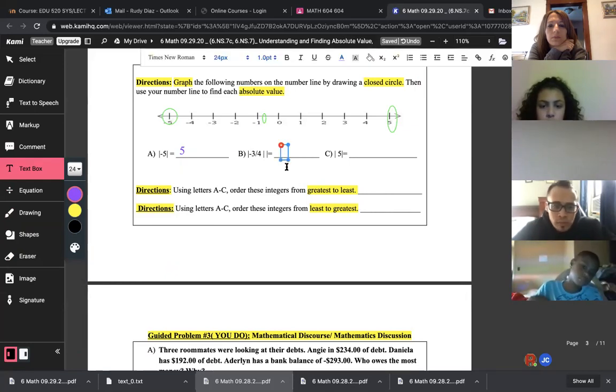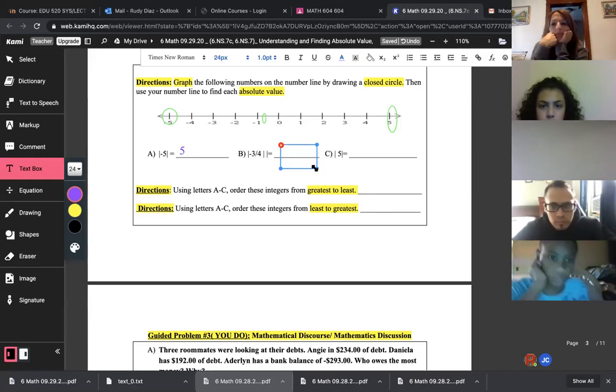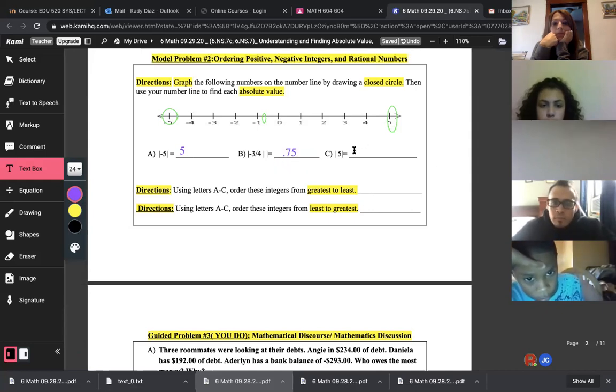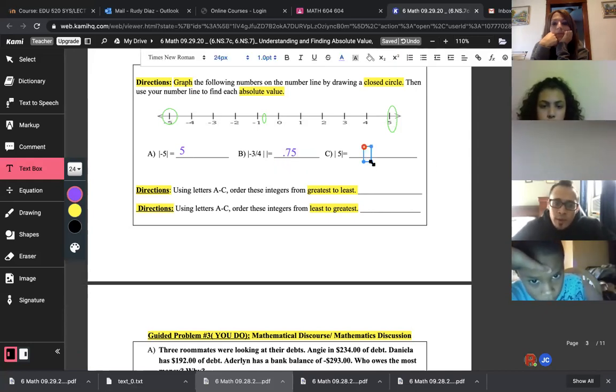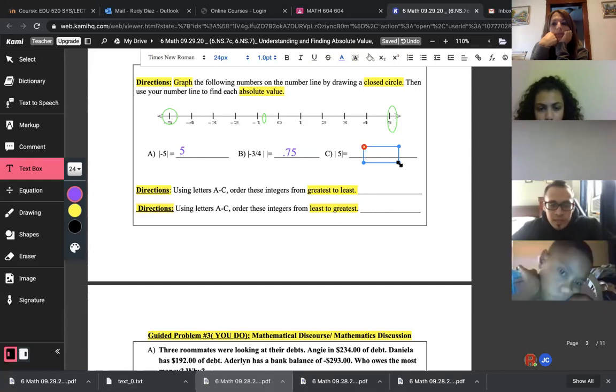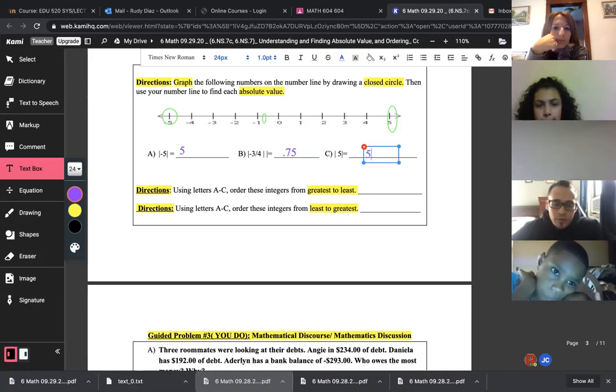The next one is 3/4. Think about quarters. You have 3 quarters. What's the absolute value? 75 cents. So you want to write that 0.75, right? And then the absolute value of 5 would be what? -5. Oh, no, absolute value. I didn't say anything about opposites. Absolute value. It's not a -5. Trick question. There you go. Perfect.